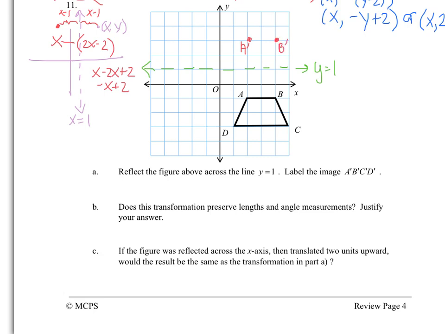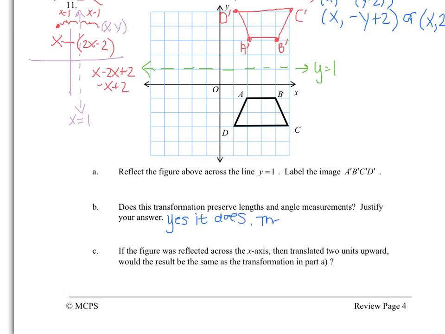C is going to be a distance of 1, 2, 3, 4, same as D. So I can go up 4 from y equals 1. 1, 2, 3, 4. This will give me C prime, and D prime will be over here. So I can connect these points. Sorry, my drawing's not very good. And that's going to give me my image A prime, B prime, C prime, D prime. Does this transformation preserve lengths and angle measurements? Justify your answer. I would say, yes, it does.